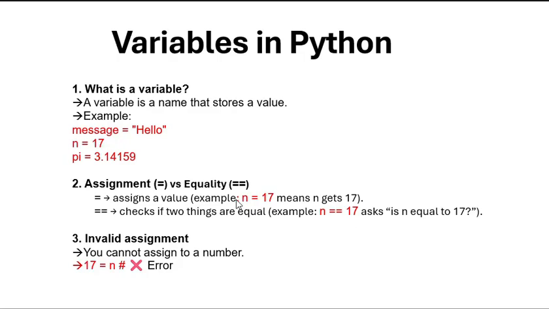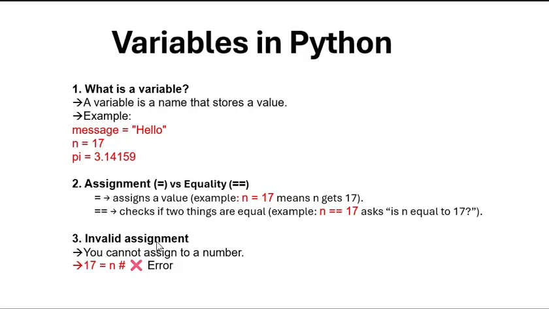Very clear? Here, we use the assignment operator to assign a value to that variable name. Equality is used to check whether the two things are equal, whether n is equal to 17 or not. To check that, we use equality.